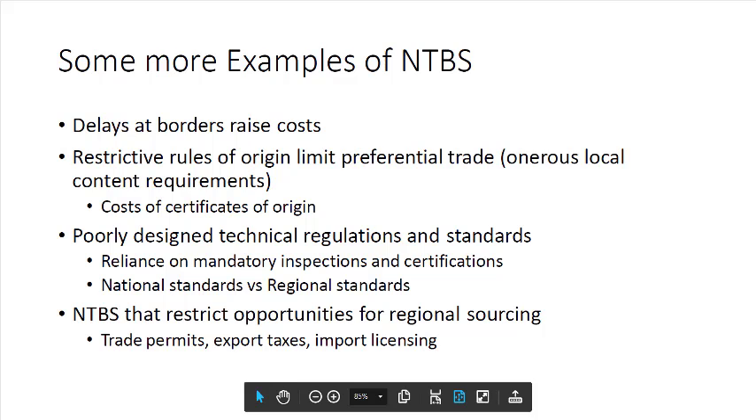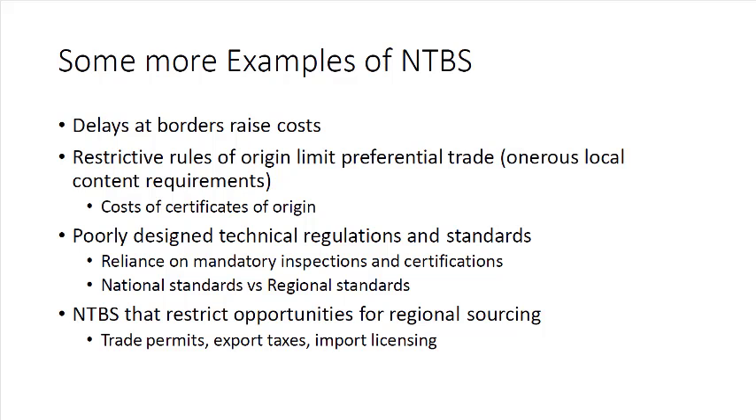So there are some other forms of the NTBs that prevent regional sourcing: trade permits, export taxes, and import licensing. So it can occur in those types of forms, these restrictive barriers to actually sourcing goods from the region.